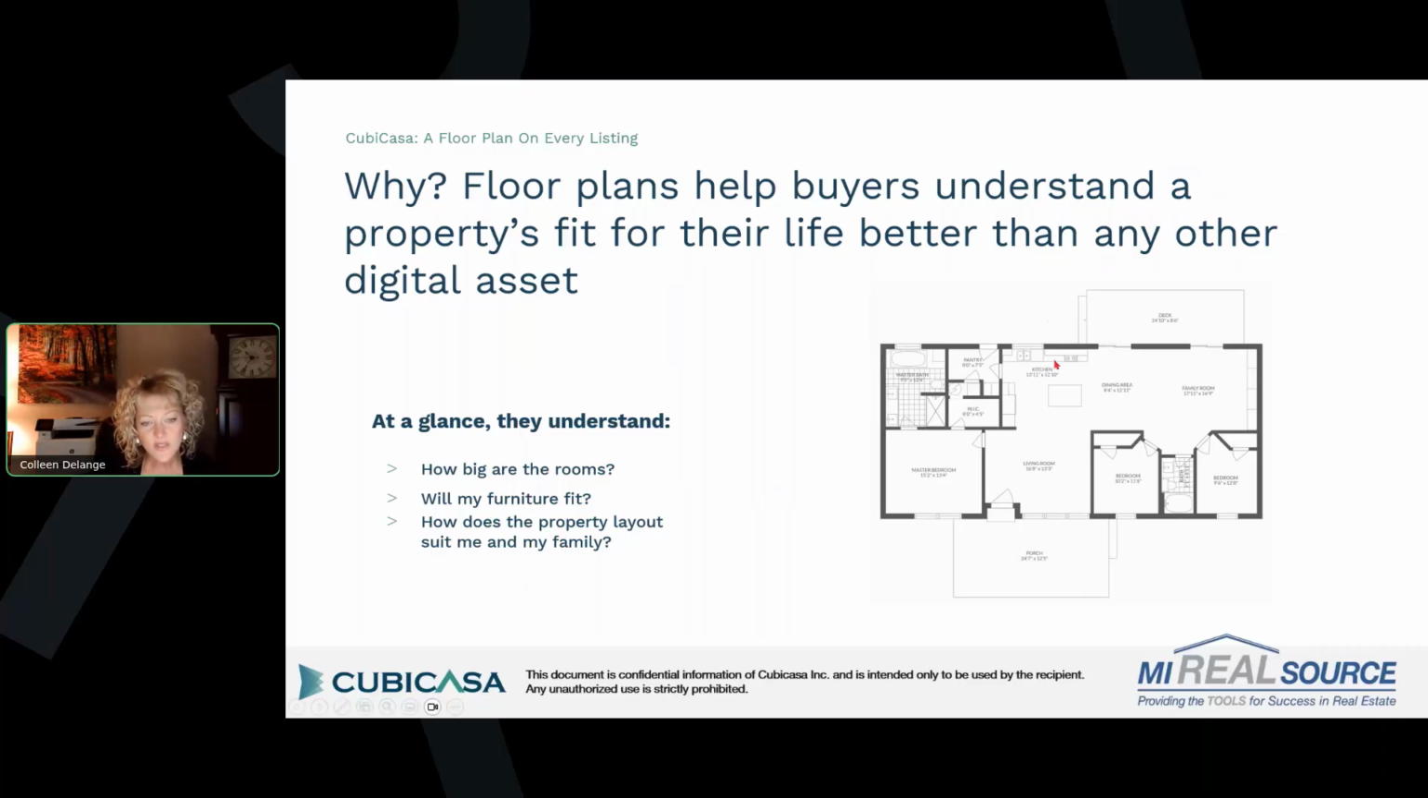For instance, as you can see, there's a deck off the entry level. You could actually include decks, patios. If you have a pole barn or an outbuilding, even if you have a pool in the backyard, it will add that into your floor plan as well. So that was something that was very unique.